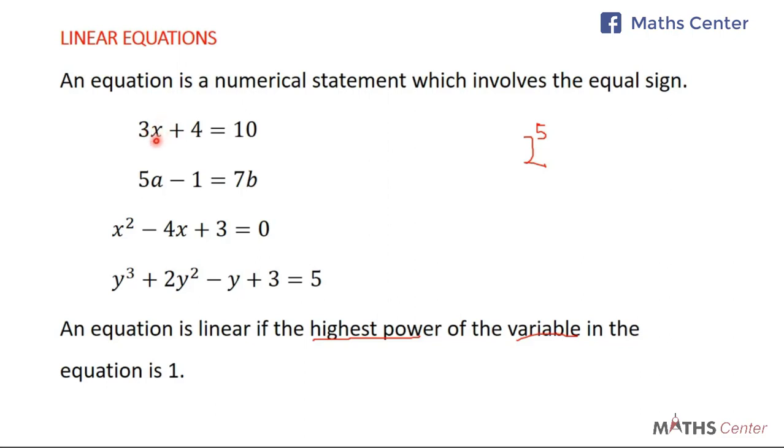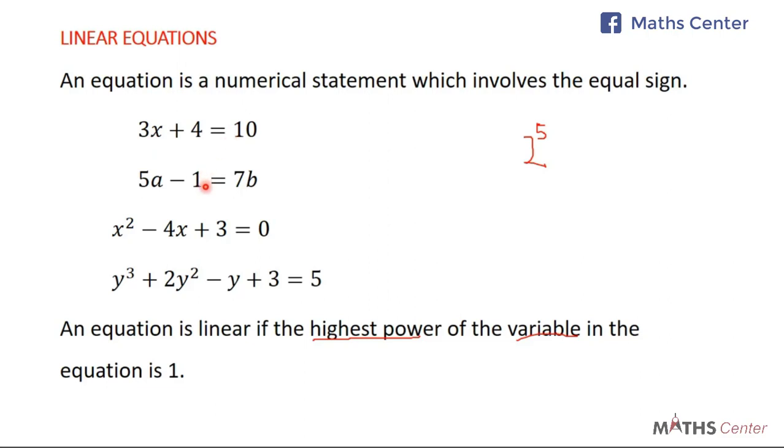So if the highest power of the variable in an equation is 1, the equation is said to be linear. When you come here, the only variable we have is x, and the power of x here is 1. Which means that the highest power of the variable in this equation is 1. So this equation here is a linear equation. I hope that is clear.